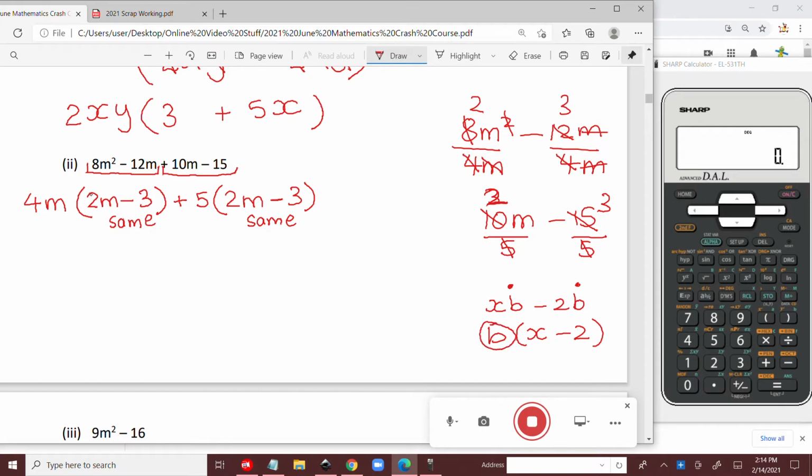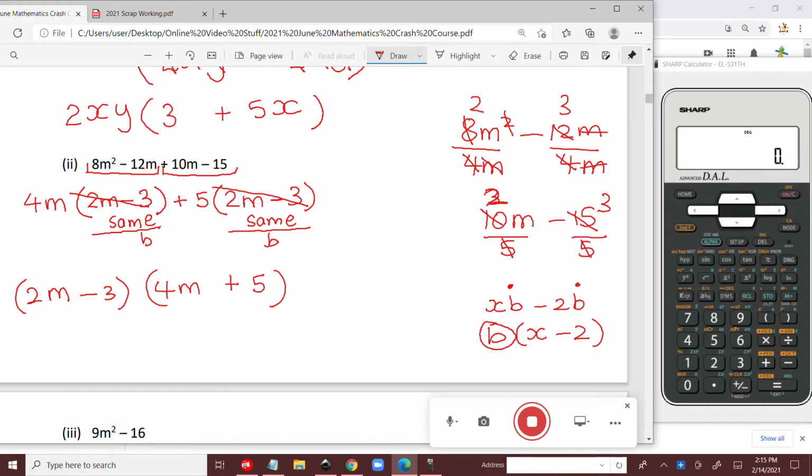The same thing goes for the 2m minus 3. We have a 2m minus 3 here and a 2m minus 3 there, and they look exactly the same. So it's like a b and it's like a b. So when you pull out the same item, we are pulling out 2m minus 3. We only write it once. If we pull out 2m minus 3 from here, we'll be left with 4m. And if we pull out the 2m minus 3 from here, we would be left with the 5.